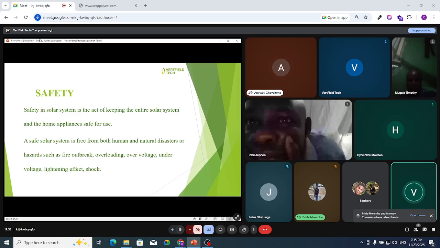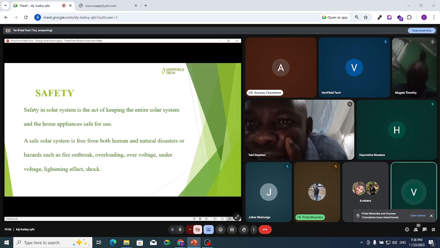So, a safe solar system is free from both human and natural disasters or hazards such as fire outbreak, overloading, overvoltage, undervoltage, lightning effect, and shock. Now, when we talk about safety, it is very, very important. You have to take safety to be as important as even safeguarding your own life.